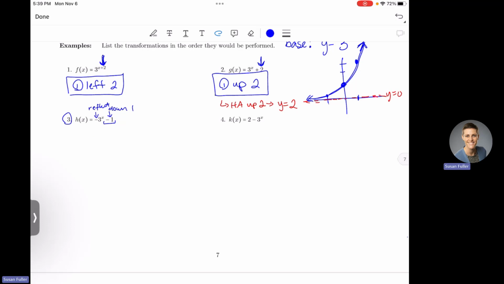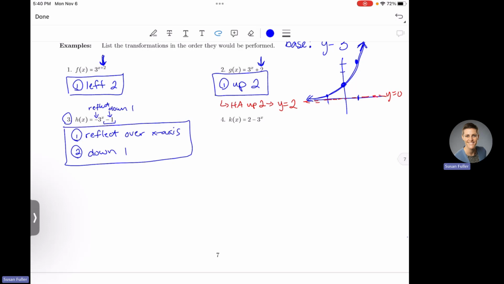Now the question is, what order would we do these in? The first thing we're going to do is shift left and right, but we don't have any left and right shifting, so we won't worry about that. And then the next thing that we'll do, which here is going to be the first transformation we have, is any reflections. So here we're going to reflect up and down over the x-axis because of that negative. And then the last thing that we're going to do is our vertical shifting, which here we are going to move our graph down 1 unit. So those are my transformations in the order that we would perform them.